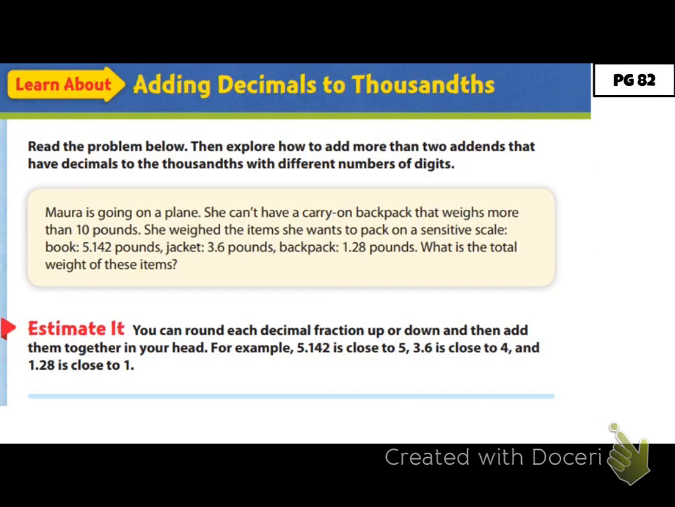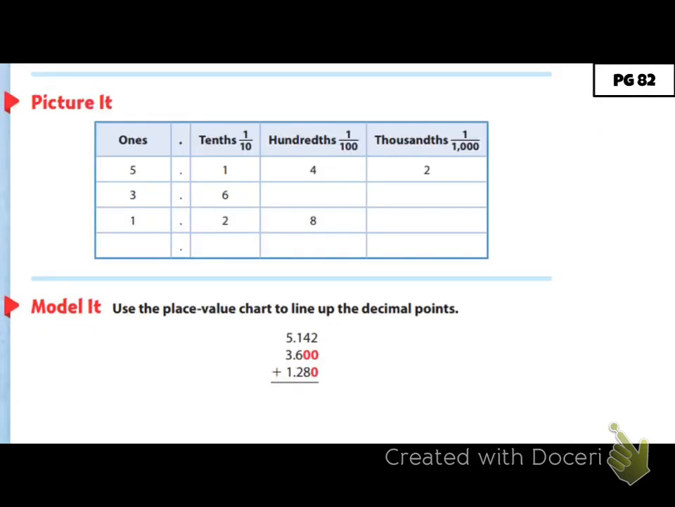What is the total weight of these items? You can estimate, so you can round each decimal fraction up or down and then add them together in your head. For example, 5 and 142 thousandths is close to 5, 3 and 6/10 is close to 4, and 1 and 28/100 is close to 1. So picture it. You can also picture it right here, and then you can use the place value chart to line up your decimal points. That's the key, is lining up your decimals.